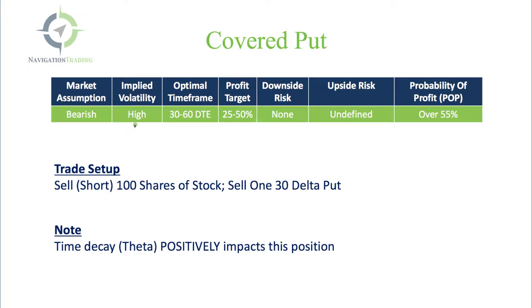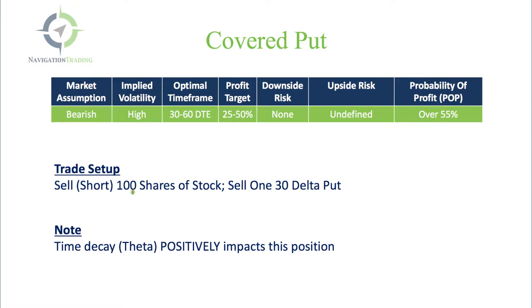We want implied volatility to be fairly high. The optimal time frame is 30 to 60 days to expiration. Similar profit target, at 25 to 50% of max profit. Our downside risk is none because we profit when the stock goes down. Our upside risk is undefined because a stock theoretically could keep going up and up forever, right? Never really happens that way, but theoretically. And the probability of profit is usually over 55%.